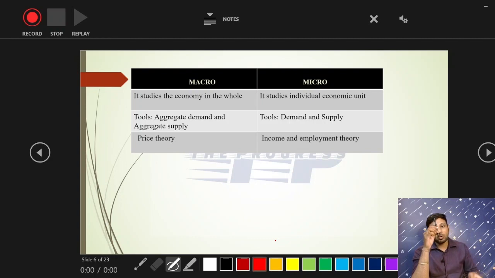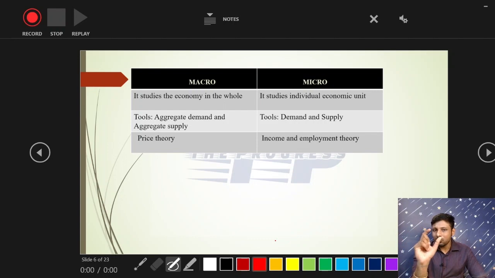Suppose I am only considering this pen and leaving the mobile phone, then it is single demand, single supply. It is a micro view. In the same way, macroeconomics is based on income and employment theory and microeconomics is based on price theory. We see most about the macro and micro views.